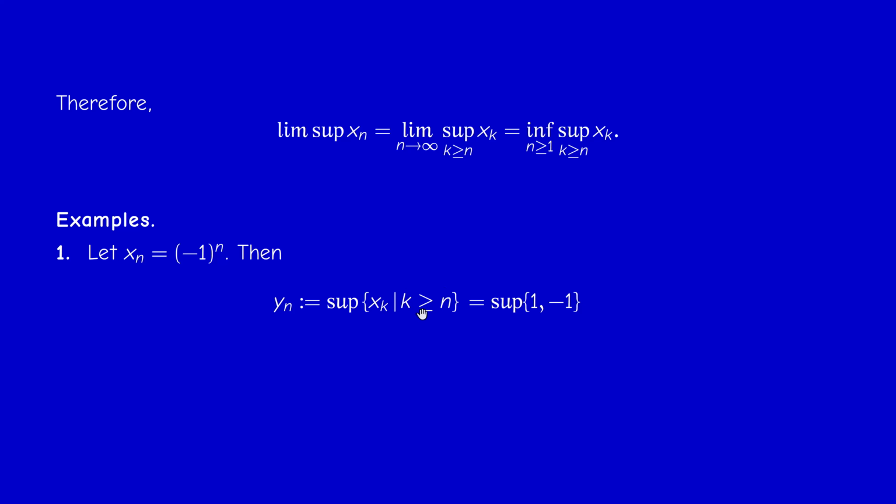Notice something: if you take the subsequence x2n, it's just 1, 1, 1, 1, 1. So 1 is the limit of a subsequence of xn. And we shall go back to this later in more generality.